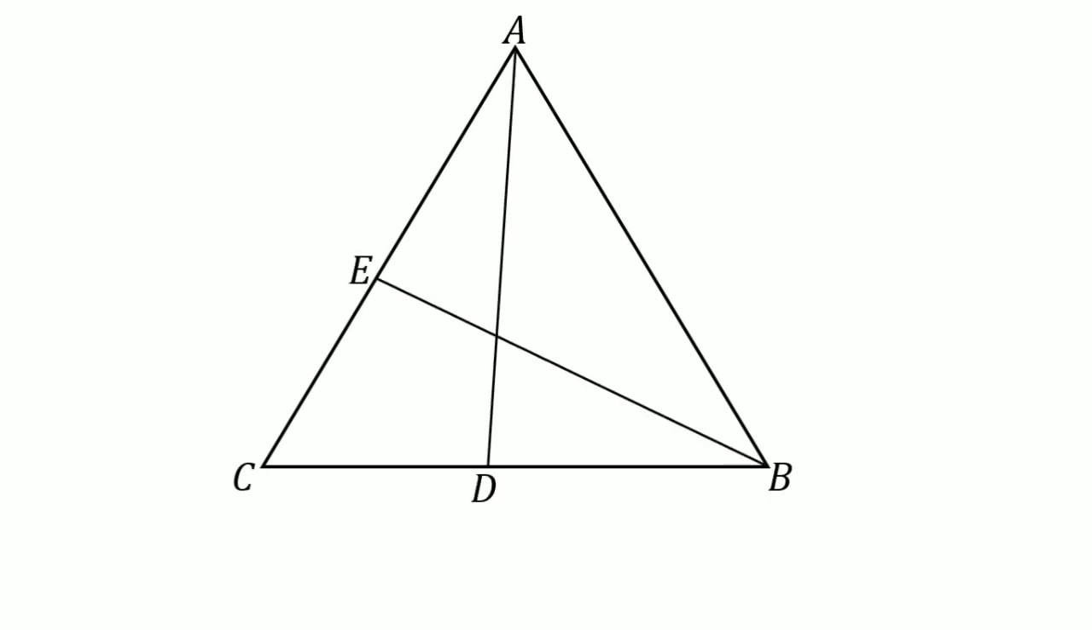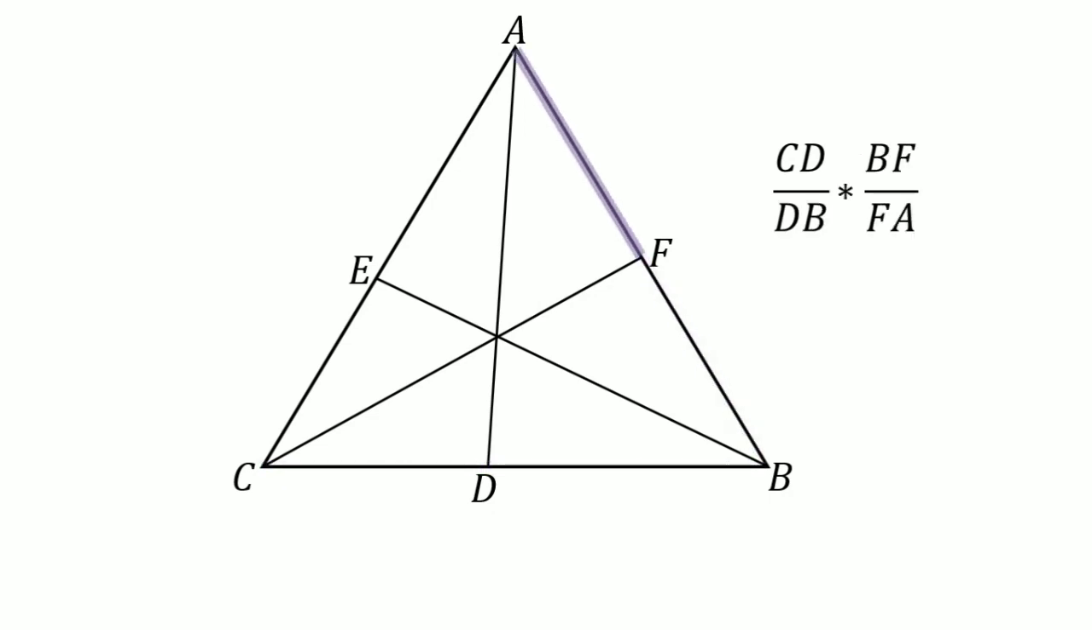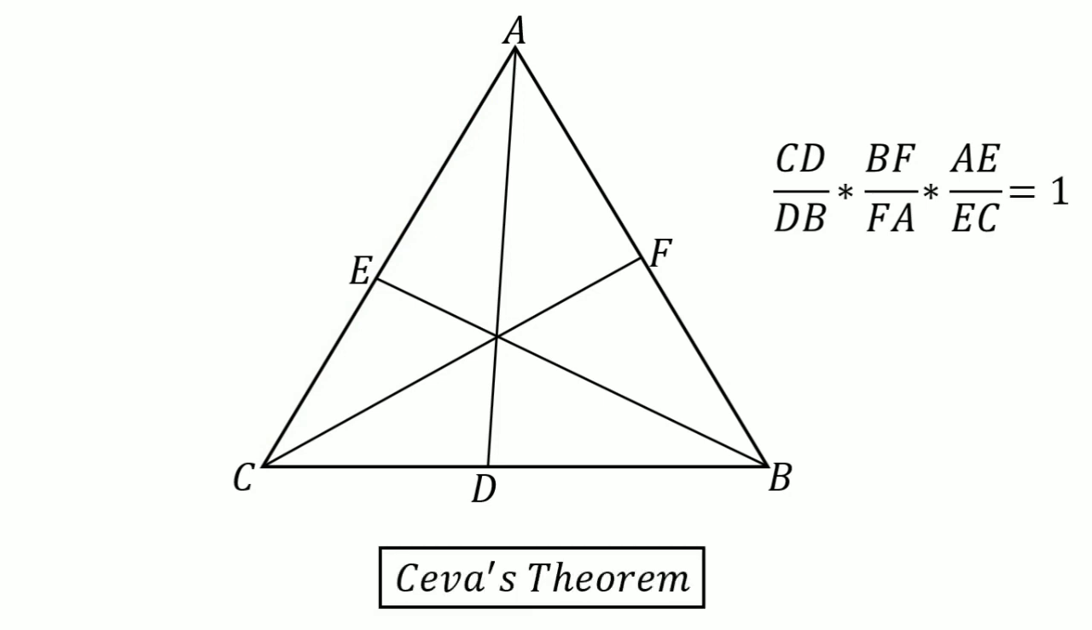For finding our answer we need to learn some theorems, and one of them says if we have a triangle ABC and we draw three lines from the three different vertices such that they meet at a particular point like this, and we also name them all. So this theorem says if CD divided by DB times DF divided by AF times AE divided by EC is equal to 1, and this theorem is known as Ceva's theorem.